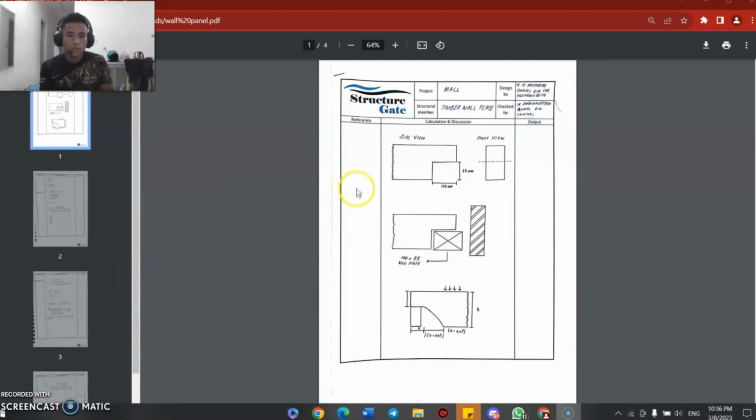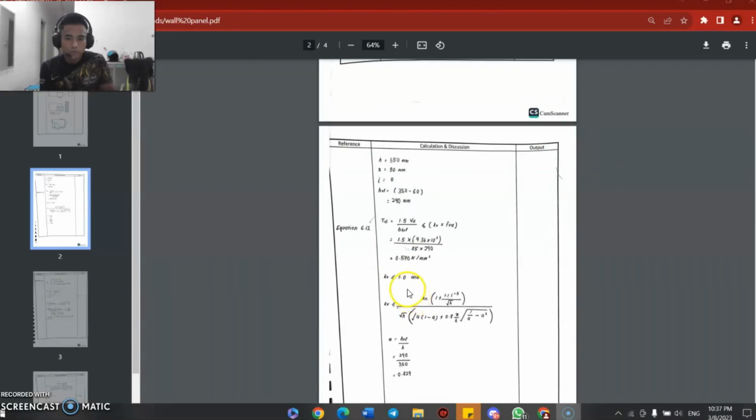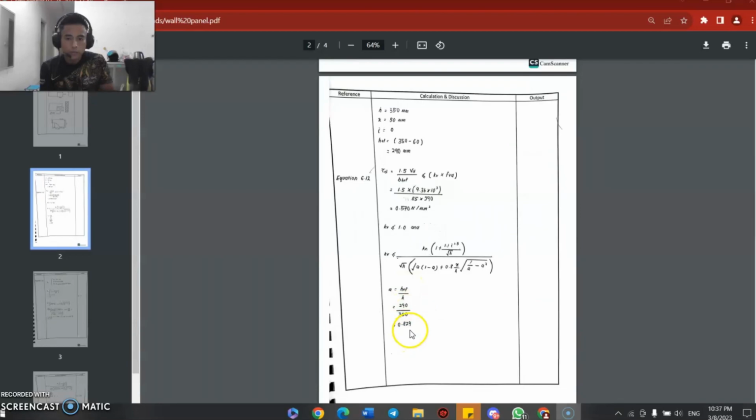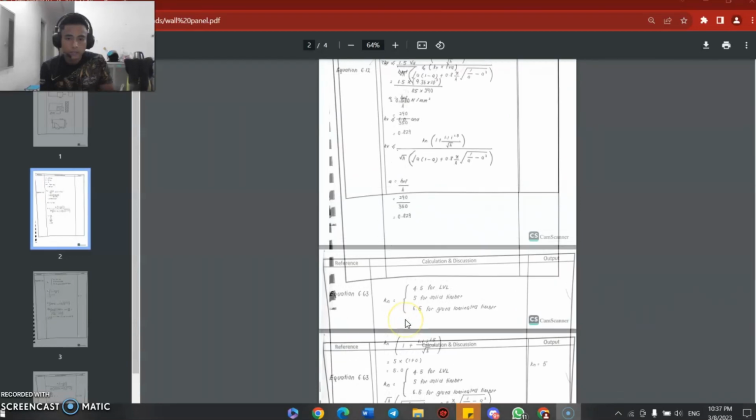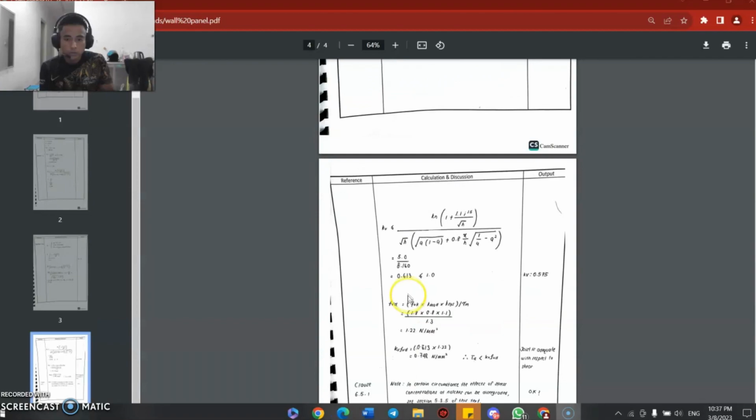Seterusnya untuk timber wall plate, saya telah menggunakan wall plate bersaiz 100 x 85. Untuk TD saya telah dapat 0.570. Untuk KV saya dapat 0.829. Bagi KN saya dapat 5.0. Jadi nilai yang saya dapat 8.160. So KV saya dapat 0.613, lagi kecil daripada 1.0.